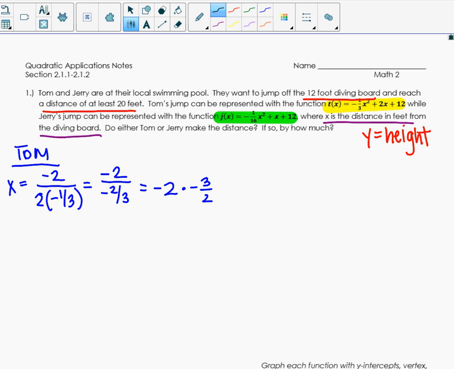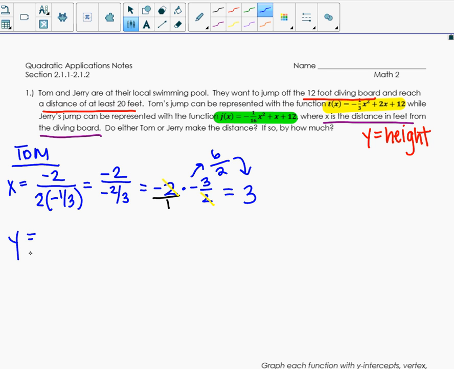Remember, that's really -2/1. Okay, so a couple things are happening here. My 2's are going to cancel, if you want to look at it that way. And your negatives are going to cancel. You're left with 3/1, which is 3. You could also look at it as -2 times -3 is 6, and 1 times 2 is 2, and 6/2 is still 3. Okay. Now, you got a positive x value, which is good because x is distance. Okay, we don't want to have negative distances.